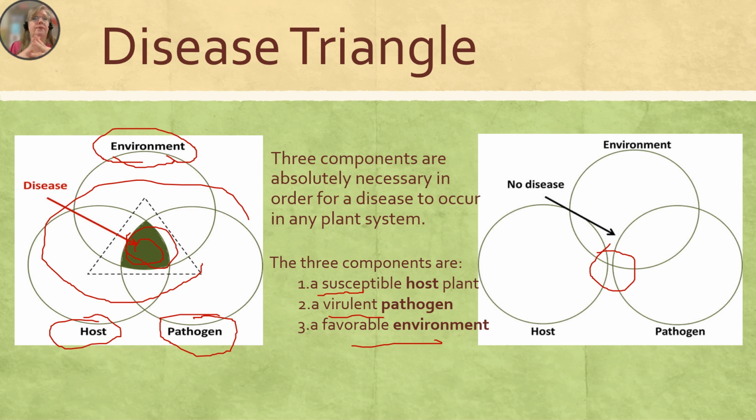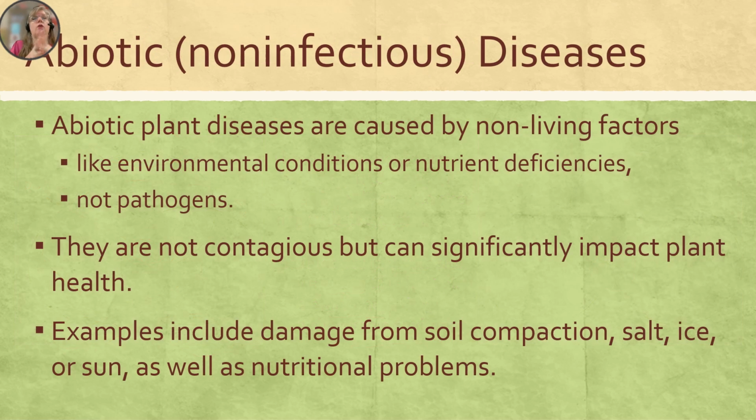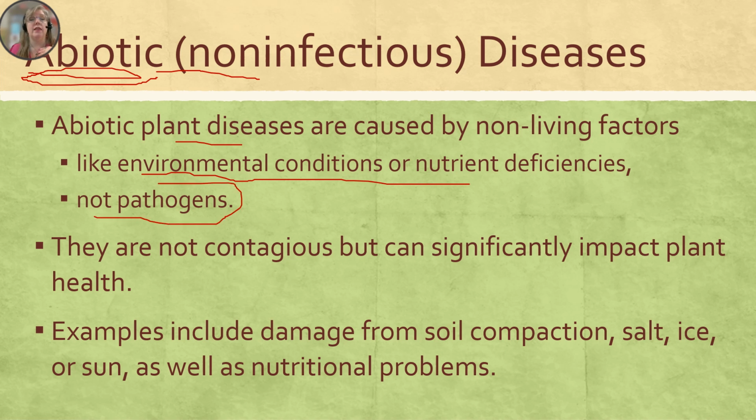The next part is abiotic, or non-infectious diseases. Do you remember, in biology, when you learned the abiotic factors of the environment? That was the non-living stuff like water or air or minerals or rocks and sand, the stuff that's not living. So these are diseases that happen from non-living things. An abiotic plant disease is caused by non-living factors like environmental conditions or nutrient deficiencies, not pathogens. A pathogen is a living thing, and so there are no pathogens here. It's just something within the environment that's making that plant sick.